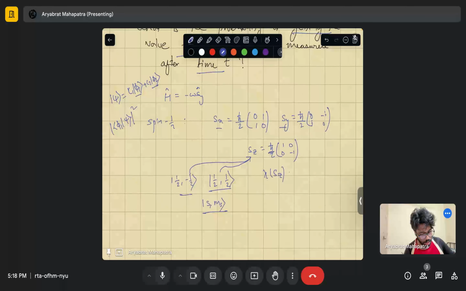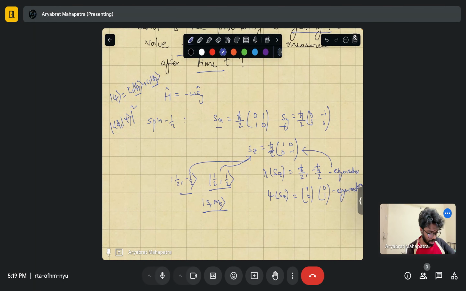plus h bar by 2 and minus h bar by 2, and the eigenstates, which I'm denoting as psi, are given as 1 0 and 0 1. So these are the eigenvalues and eigenvectors for this Sz operator.